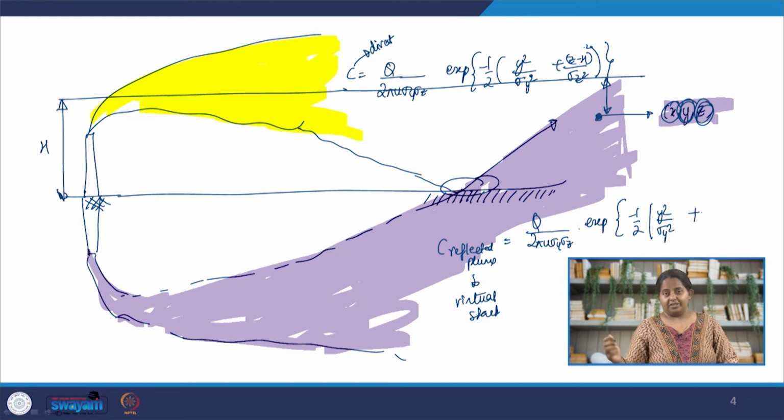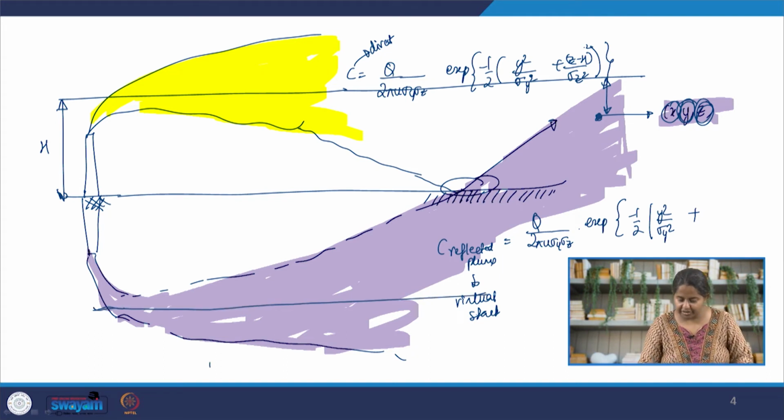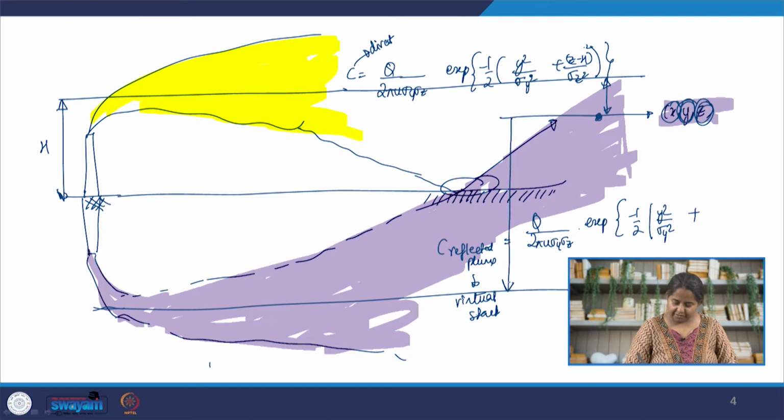The z is changing, let us look at it. Where is the center line of this? The center line of this plume is here. So this point is at this distance from the center line of the virtual plume. Now remember, this height is capital H, this height is also capital H because earth is acting like a perfect mirror.